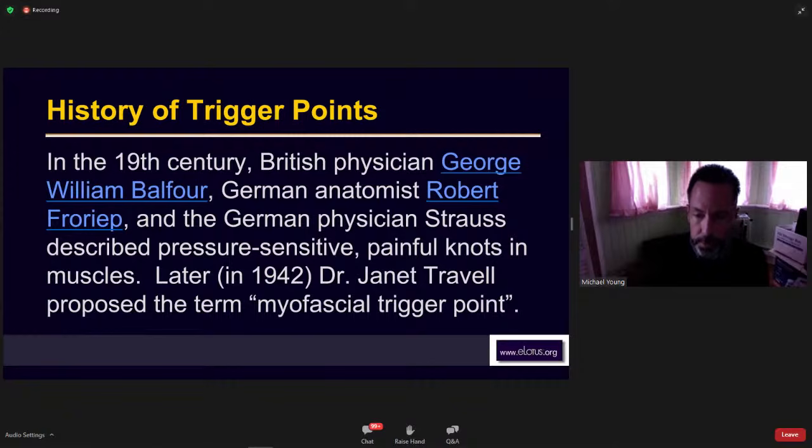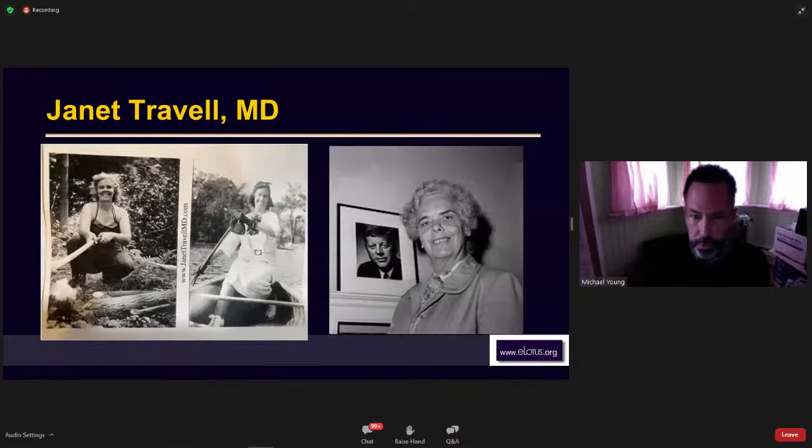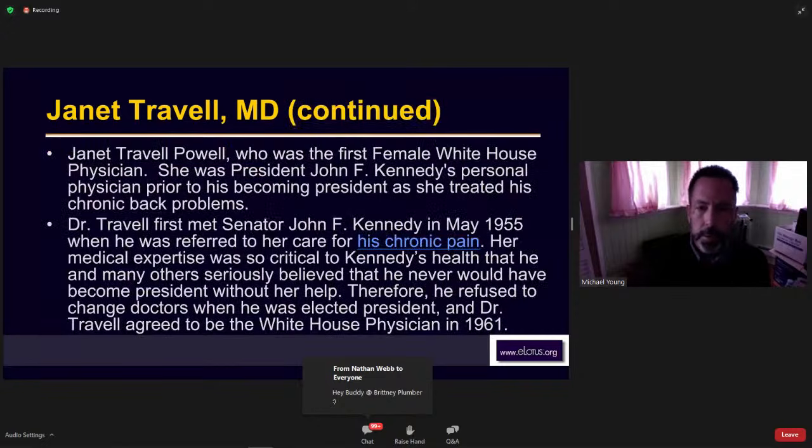Then in 1942, Dr. Janet Travell proposed the term myofascial trigger point. These are pictures of Janet Travell. As most of you probably know, her claim to fame was that she was the first female White House physician, and she was credited with helping JFK. At least one place I read that he would not have been able to run for president if it wasn't for her treatment. He had, as you know, low back pain, and she was able to help him. He had chronic pain, and I went over all that.